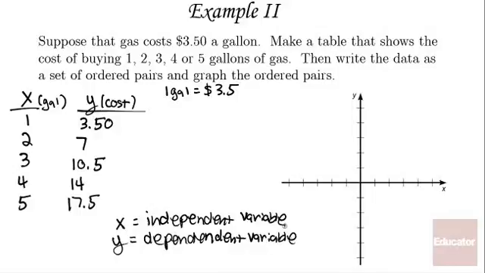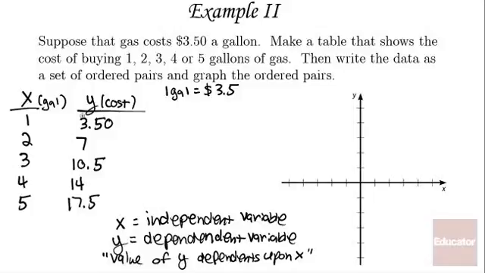And looking at this, that makes sense. The value of X is the number of gallons. What Y is doesn't really matter. If I say that X is a gallon, it's a gallon. It's independent of Y. However, the value of Y depends on X. So if I have 2 gallons of gas, the cost is going to be $7. So Y, the cost, depends upon how many gallons I have. So this is the independent variable and the dependent variable.